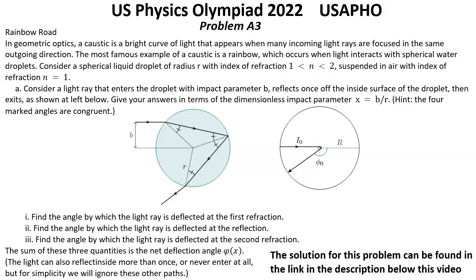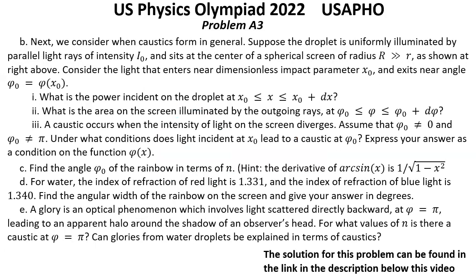The light can also reflect inside more than once or never at all, but for simplicity we will ignore these other paths. Question B. Next, we consider when caustics form in general.